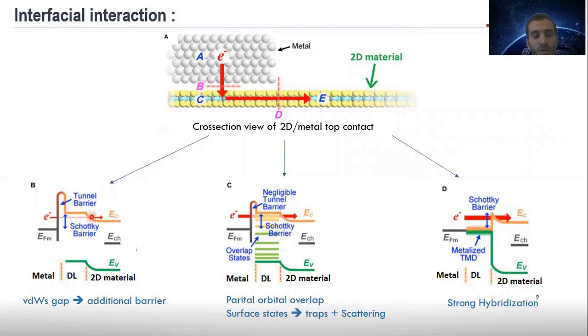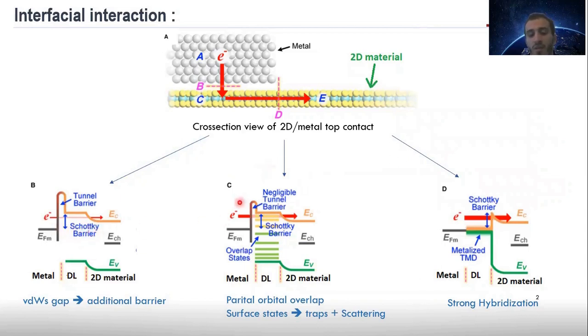The first scenario is that you have a very weak adhesion between the metal and the 2D material. They are attracted only by van der Waals force. So instead of having only the Schottky barrier here, you have an additional barrier due to van der Waals force. As you see, thermionic emission is not probable, and at the same time, since the depletion layer is very wide, field emission is also not probable.